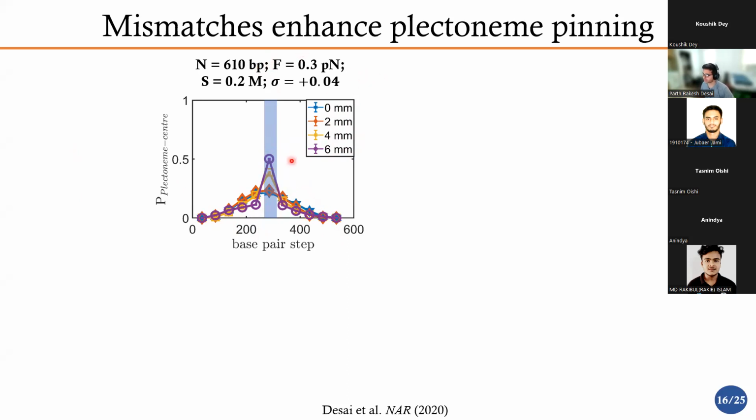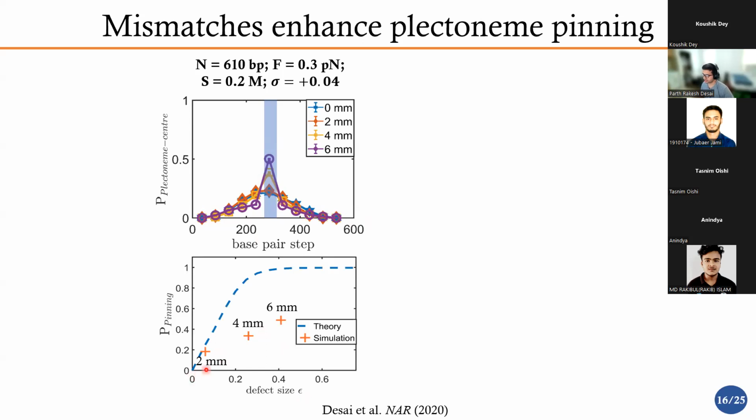But now as you increase the number of mismatches, you see an increase in the probability of plectoneme pinning at the mismatch because it becomes easier to bend as you increase the number of mismatches. And you can observe that even though there's a high probability of plectoneme pinning, it's not as high as the high force, high salt condition, right? And then when you compare this data to the theoretical work of our collaborators, you can see that now the agreement between theory and simulation is not that great, right?